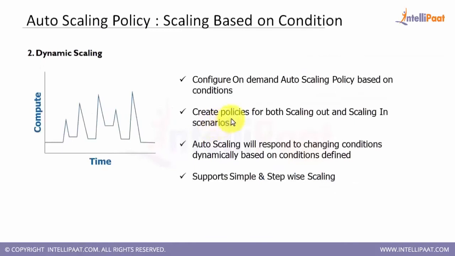Second is dynamic scaling, where you want to scale based on conditions. Your application is working normally, but suddenly there is a huge hike in the load. Let's say at 9 a.m. the load has increased by 50% or 60%. At 5 p.m. the load has decreased by something. It happens. Now, what would you do? You would be creating a policy for scaling up and scaling down.